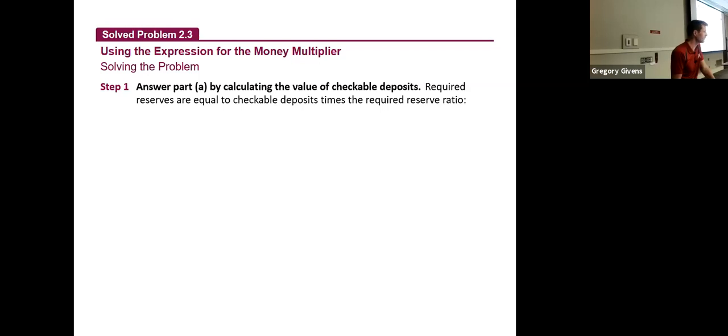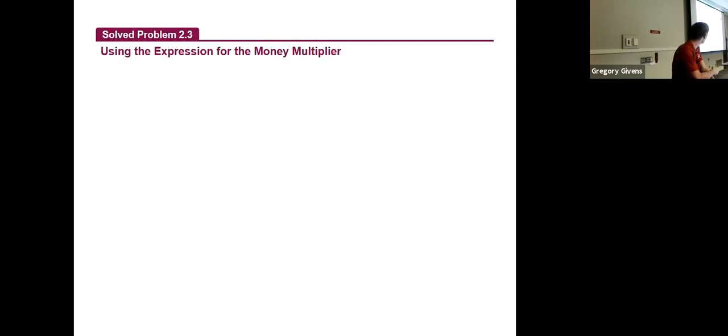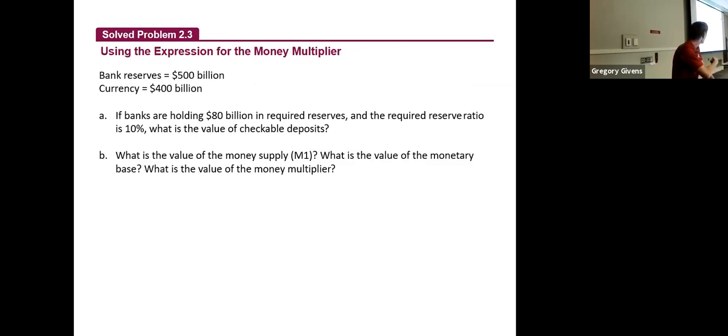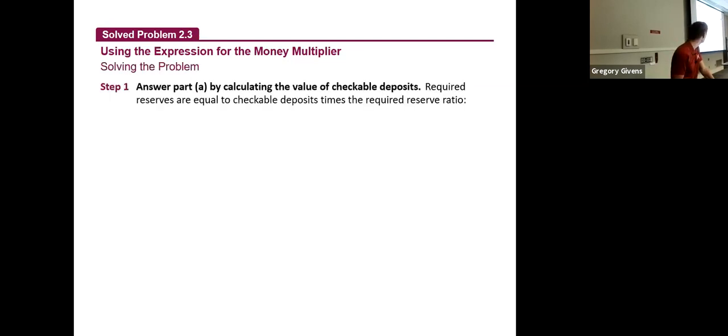So in these types of problems, what you want to do is utilize the definition of these ratios, right? What is the required reserve ratio? How do we define it? That's required reserves divided by what? Total checkable deposits. If we know what the ratio is, and we also know what the amount of required reserves are, we should be able to kind of reverse engineer what the value of checkable deposits is, right?